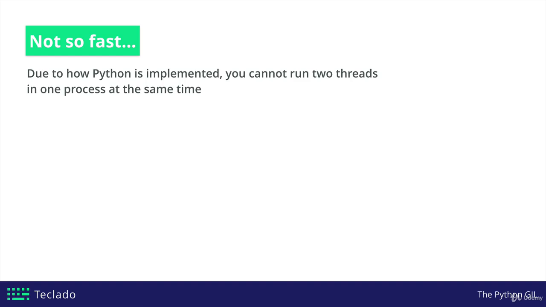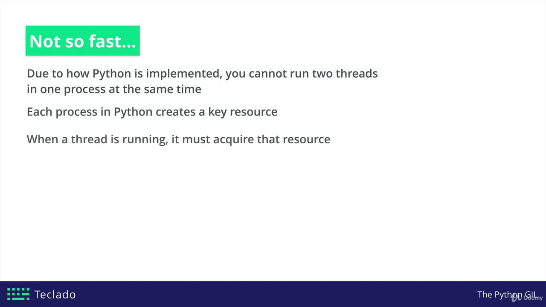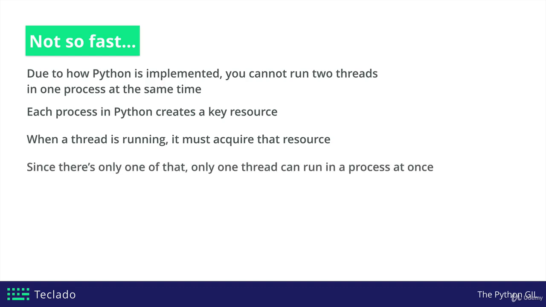And that's because each process in Python creates a key resource, a critical resource. And when a thread is running, it must acquire that resource. And every process creates only one of these. Think of it like a core, except it's not a core, it's just another type of resource. The process creates this unique resource, and when a thread is running, it must acquire it. And Python is going to check that your thread has that resource before it runs it. And because there's only one of those resources, you can only run one thread in that process at once.